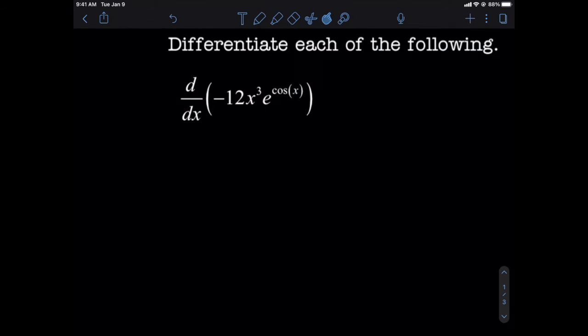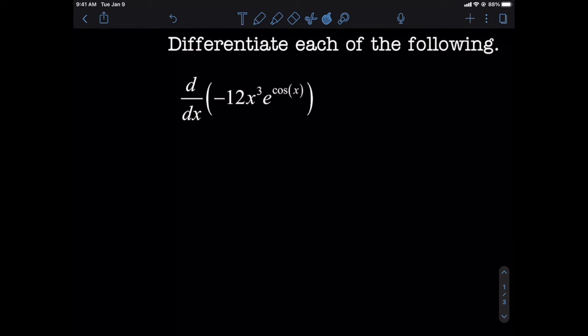Our first example asks us to take the derivative of negative 12x cubed e to the cosine of x. Clearly, this is a product rule where this is our u and this is our v. You'll notice that our v is a chain rule because we have a trig function in the exponent position. Let's define some things here. U is going to equal negative 12x cubed.